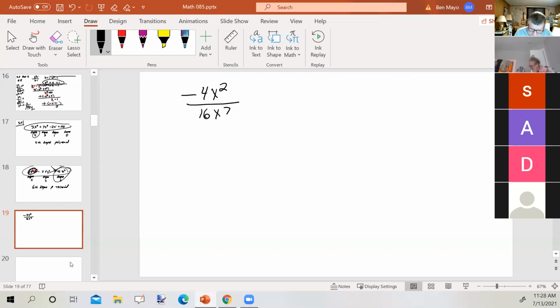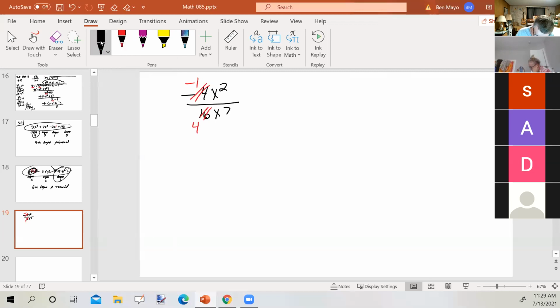Okay, so here we've got a single fraction and we're going to simplify it. We need to have our final answer where the exponents are positive, but not negative. Now, negative 4 over 16 reduces down to negative 1 over 4.